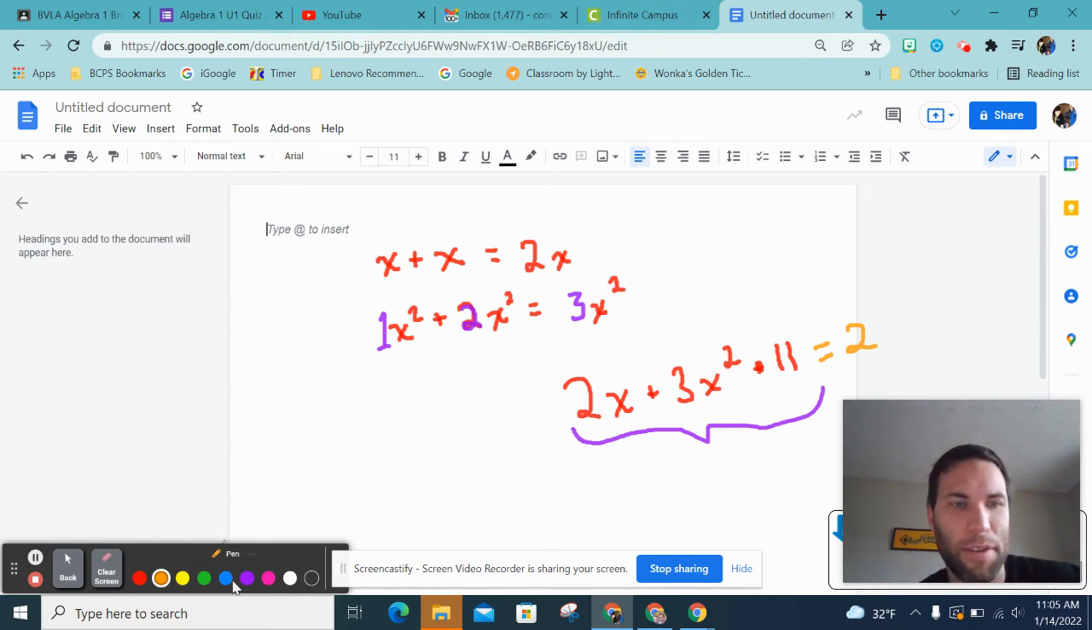And then kind of a tangent apart from this is, if you have x squared times x, something like that, then you would change the exponent. That would be x cubed. So when you multiply, you add the exponents. When you add, you leave the exponents the same and you add the coefficients.